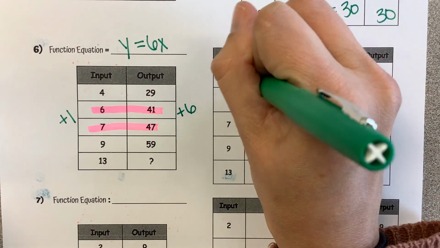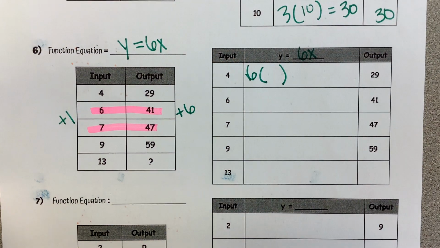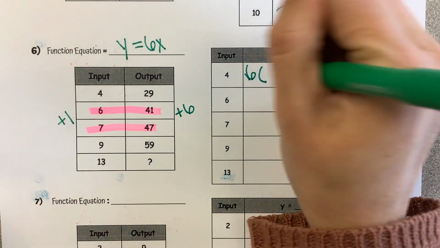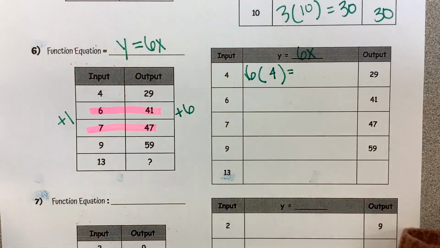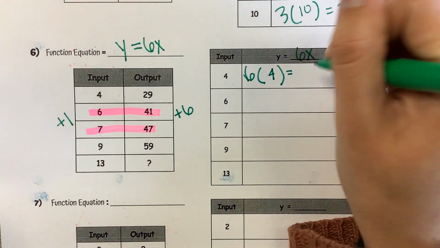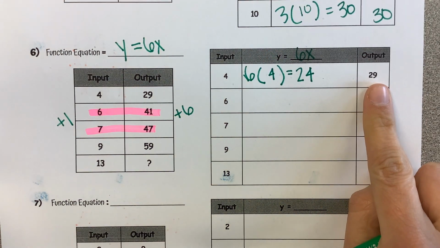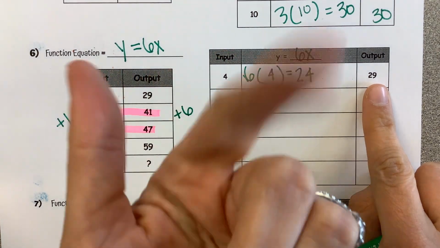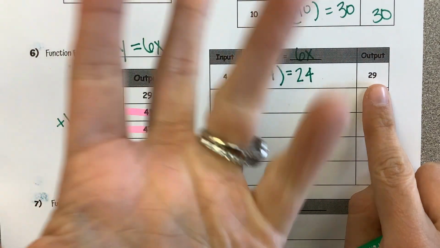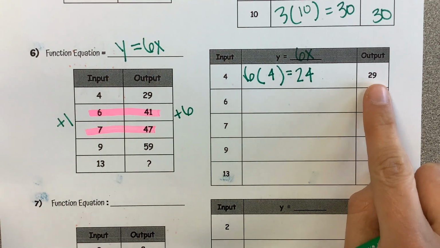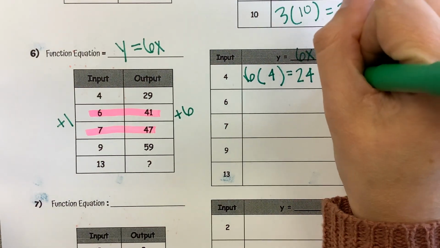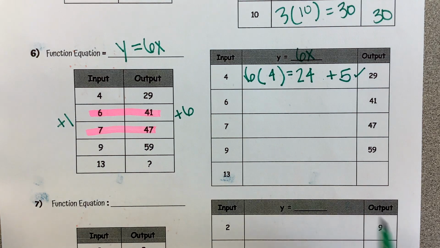So we're doing 6 times our input, which the first one is 4. 6 times 4, I plug that into the calculator, I get 24. Does that match here? No. How much more do I need to get to 29? 25, 26, 27, 28, 29. I need to add 5. That will give me 29.